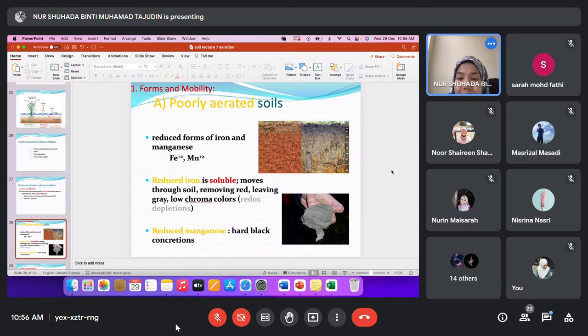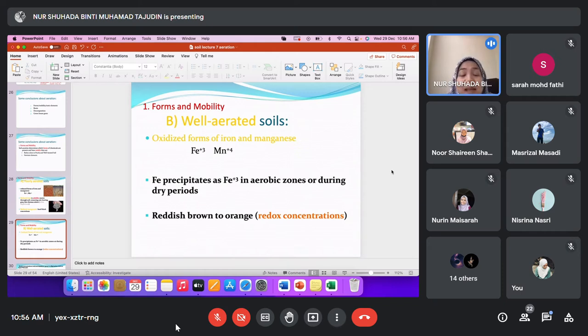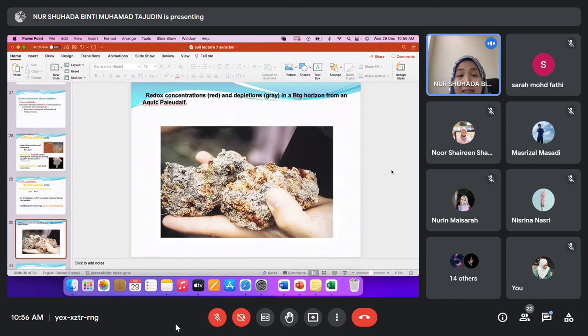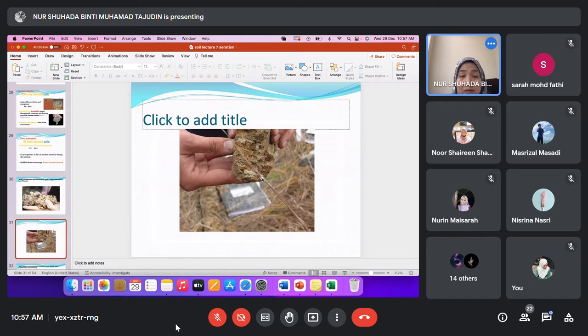So those are some of the physical and chemical changes that occur. In well-aerated soils, iron and manganese are in oxidized forms, iron 3 and Mn positive. Iron precipitates as iron 3+ in aerobic zones or during dry periods. The reddish brown to orange color indicates oxidized forms of iron and manganese. That is why we can indicate it through our naked eyes. We can see that iron or manganese is oxidized, represented by the orange color. But if the soil is slightly gray, it indicates a reduced state. So this is how they determine the chemical properties of the soils, by the changes in soil color.